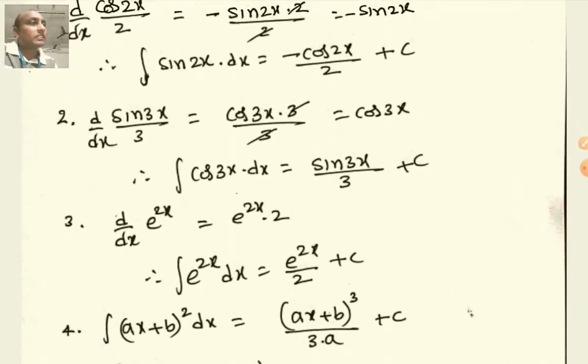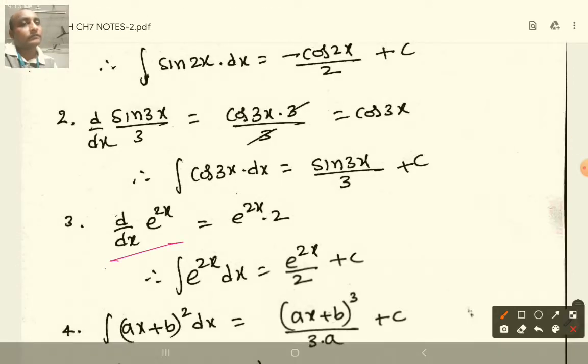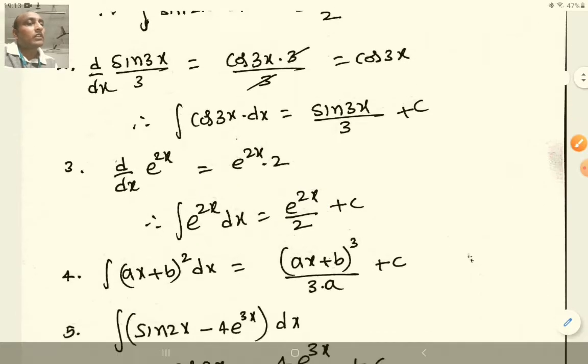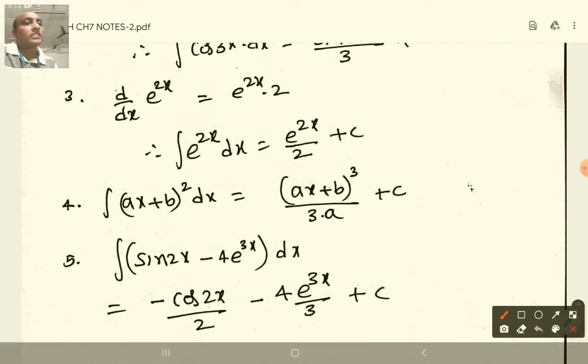Similarly, they are asking for the antiderivative of e power 2x. The derivative of e power 2x is e power 2x into 2. But we need the integration of e power 2x, so this 2 you take to this side as divided by 2. So the antiderivative of e power 2x is e power 2x by 2 plus c. From here onwards we apply the integrals concept we watched in the previous video. All the formulas I am going to use, so better you be thorough with all the formulas before you learn this one.